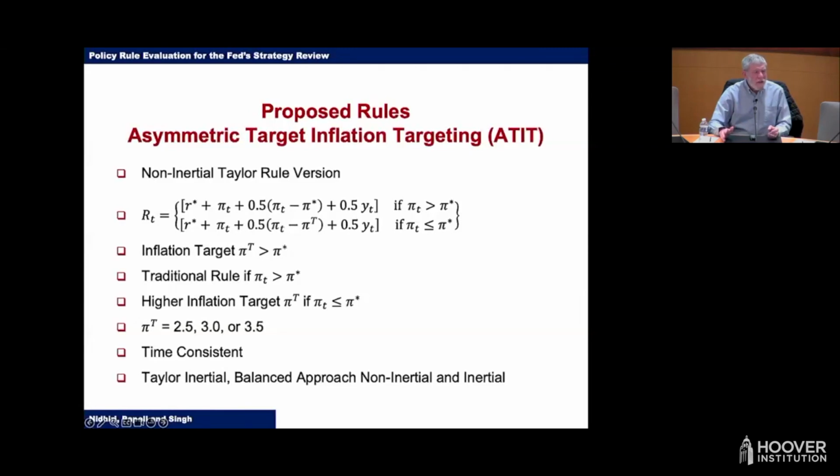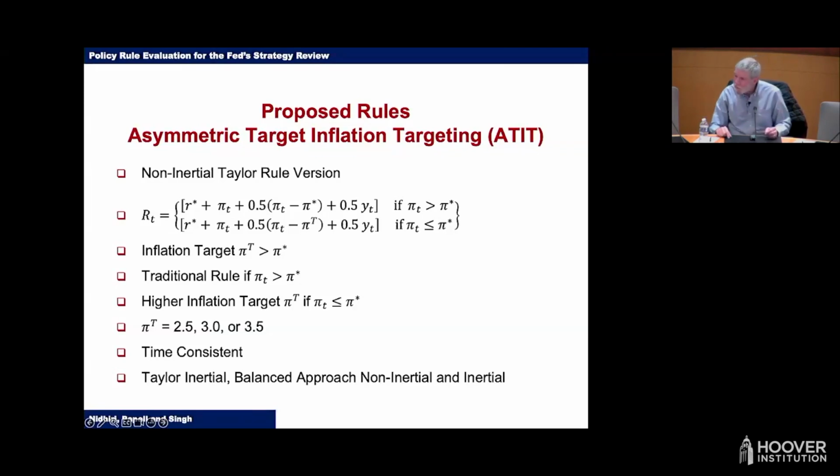Asymmetric inflation targeting. Remember, the first thing that the Fed announced in 2019, and the first thing they announced now, is that they are not raising the inflation target above 2%. What we're talking about here is that if inflation is above 2%, you have the traditional target. If inflation is below 2%, then you have a bigger target, because that gives you a more negative gap. Then for the same 0.5 coefficient, you have more stimulative policy.